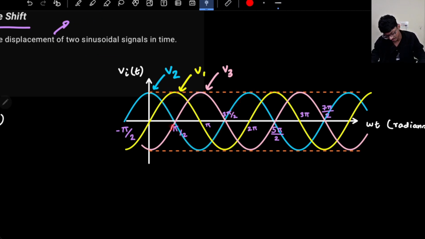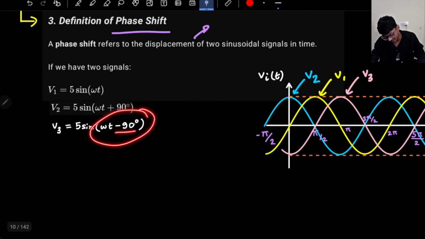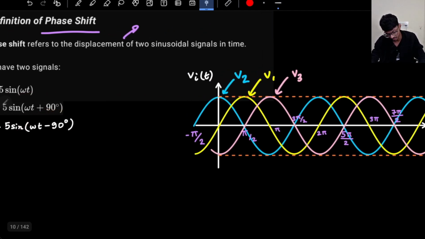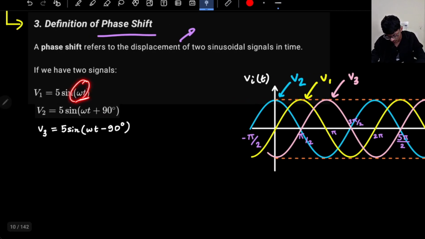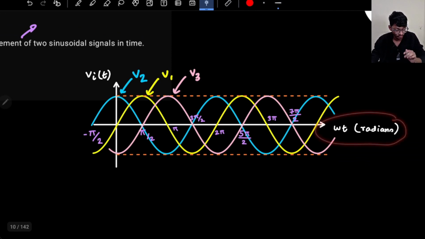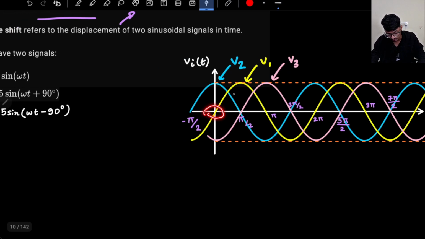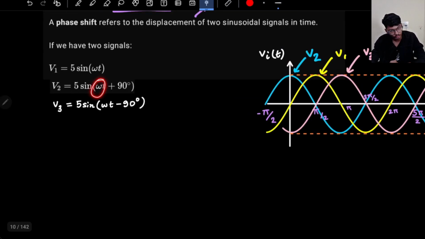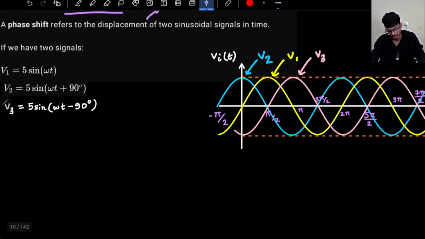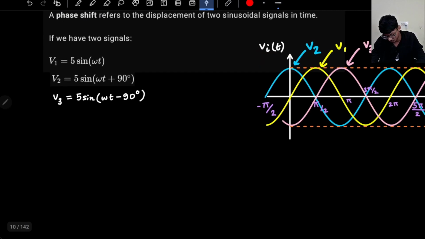And this is my other signal. I have subtracted 90 from this initial reference, so this comes out to my V3. How can you cross verify? At omega t equal to 0, V1 is 0, fine. By default, generally my x axis will be omega t. If I put omega t equal to 0 here, is V2 0? No. If I put omega t equal to 0, V2 is 5 sine of 90, which is basically 5. So it will be the peak, because 5 is the peak value, so it will be the peak plus 5.